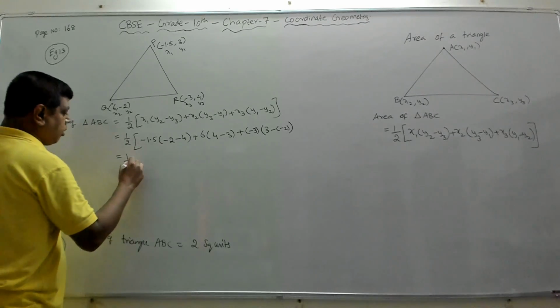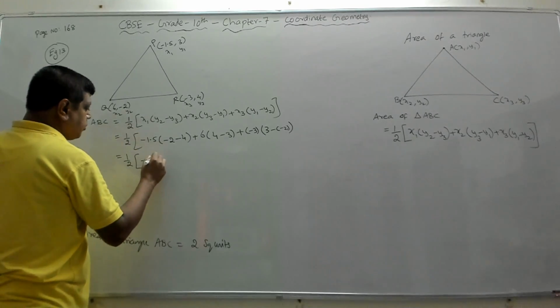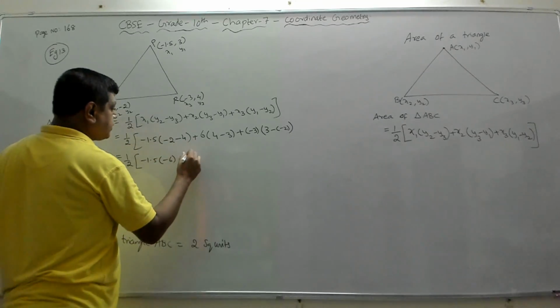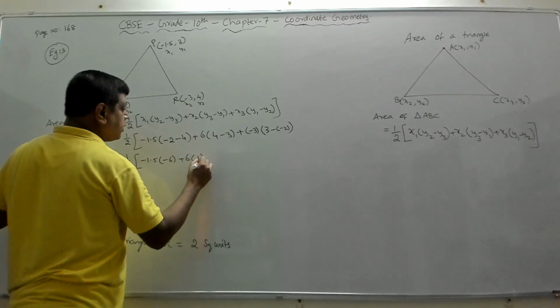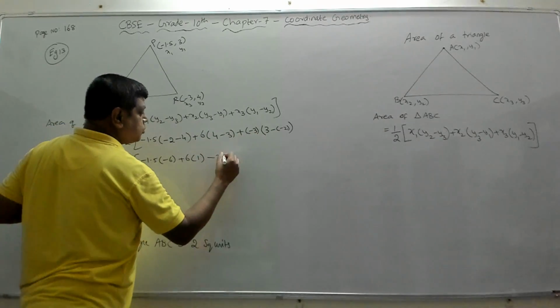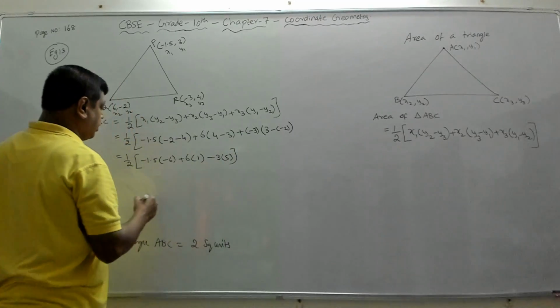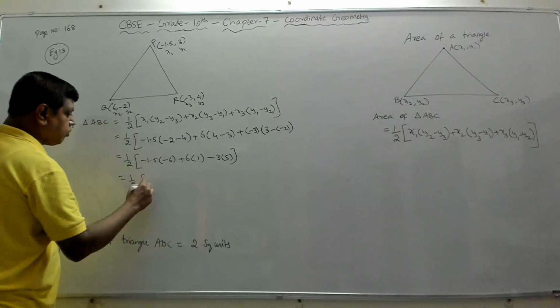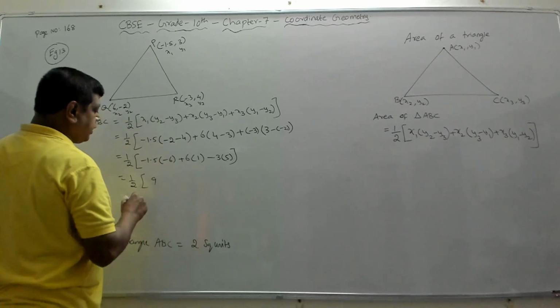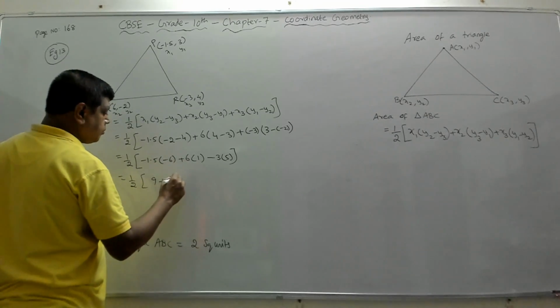So what do we get? We get 1/2 of minus 1.5 into minus 2 minus 4 is minus 6, plus 6 into 4 minus 3 is 1, minus 3 into 3 plus 2 is 5. Now if you simplify this, 1/2 of 1.5 into 6, minus into minus is plus, 1.5 into 6 is 9, plus 6, minus 15.